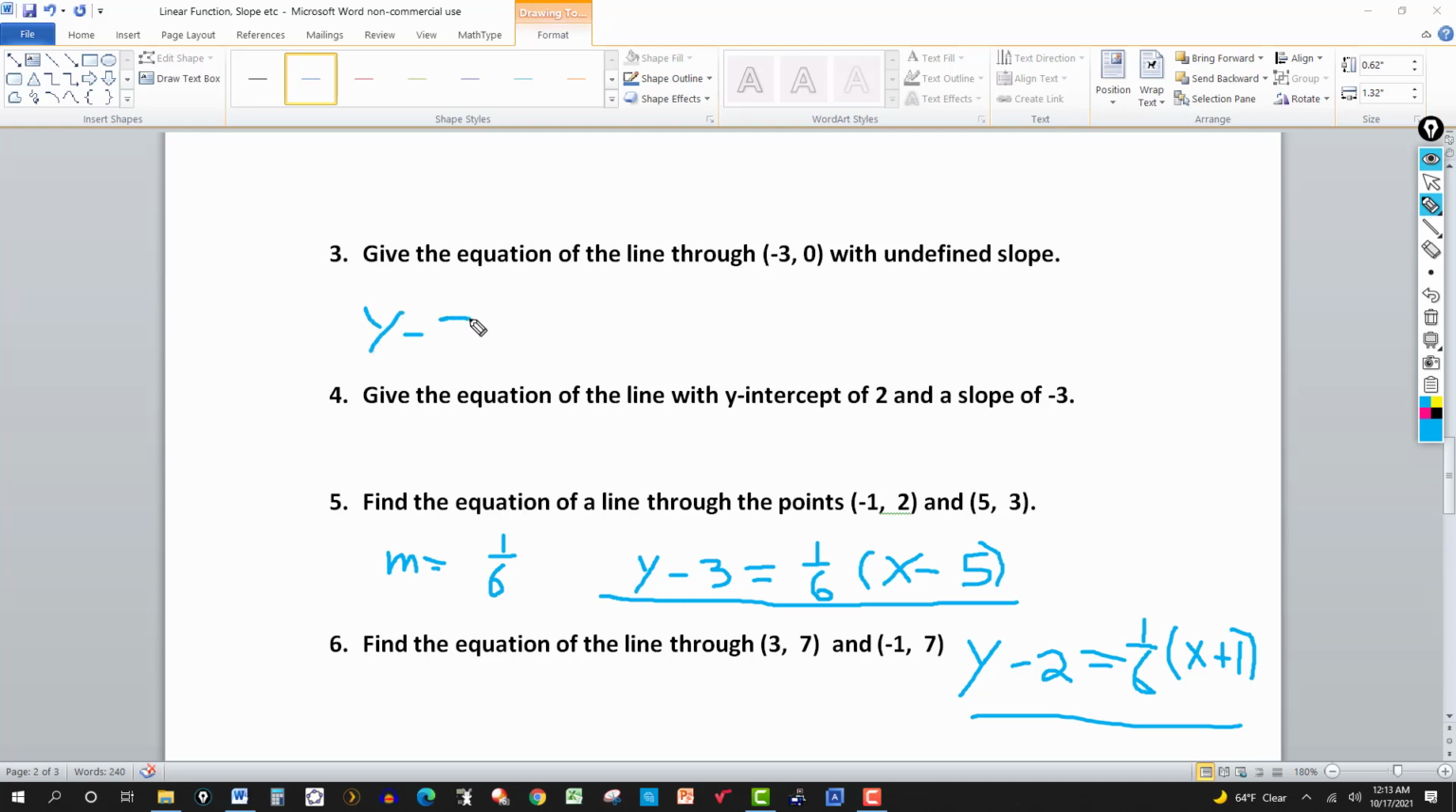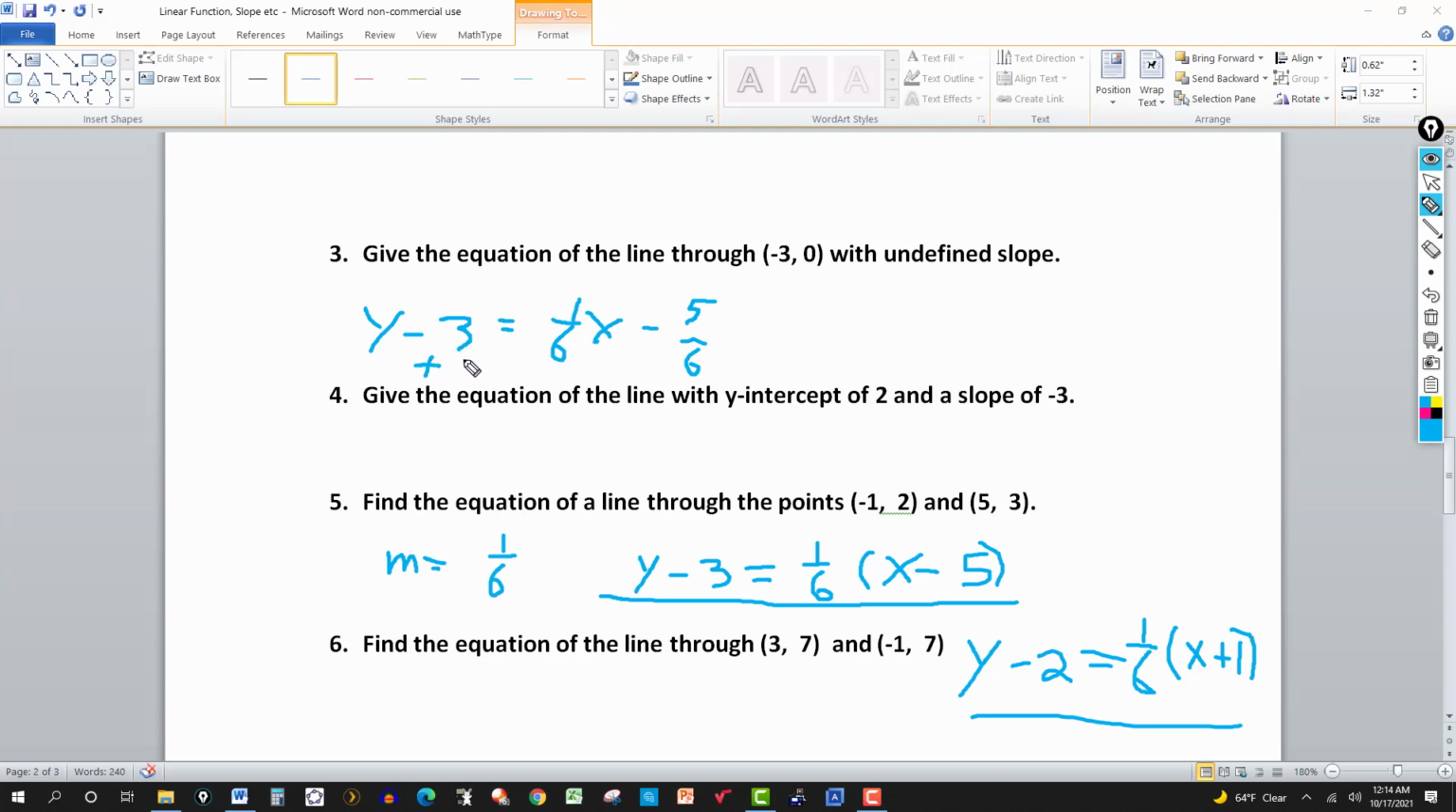So y minus 3 is equal to, and I just want to multiply through by 1/6 here. So this will be 1/6 x minus 5/6. Multiplying by 1/6, 1/6 x, and then minus 5 times 1/6 gives me -5/6. Okay, now let's add 3 to both sides here.